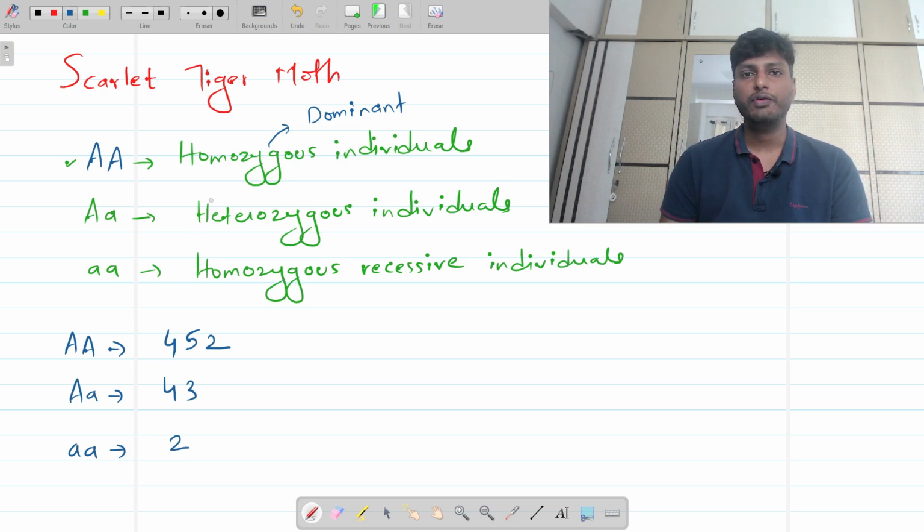So if we have to first of all find out the frequency of individuals which have capital A as their genotype, how will we find it? First we have to know the total number of individuals of the scarlet tiger moth. So let's calculate the total number of individuals.